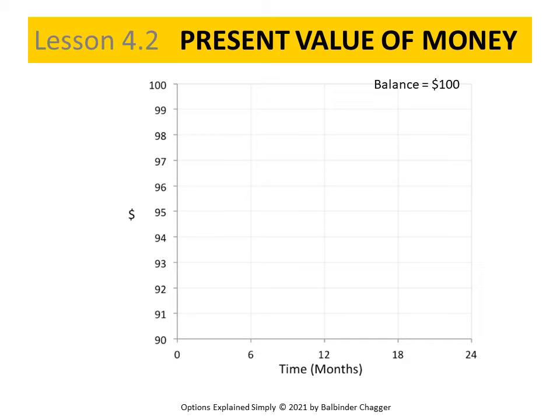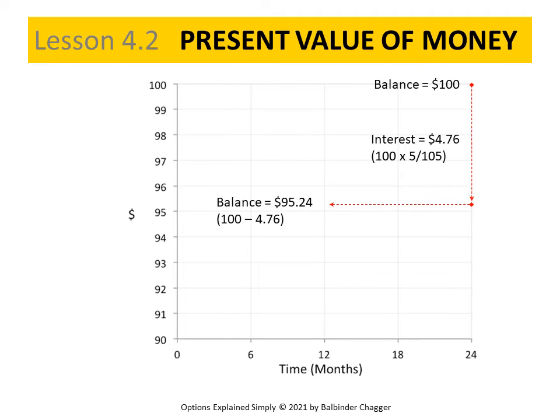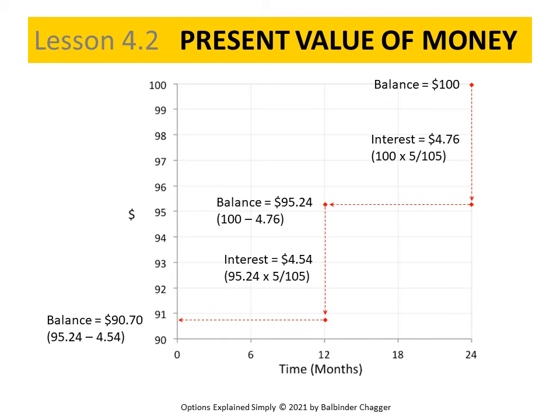A $100 balance at the end of year 2 is the balance at the end of year 1 plus 5% of interest. By stripping away that interest from it, we get the end of year 1 balance, which is $95.24. Likewise, the $95.24 balance at the end of year 1 is the amount deposited in the bank today plus 5% of interest. By stripping away that interest from it, we get the present value, which is $90.70.